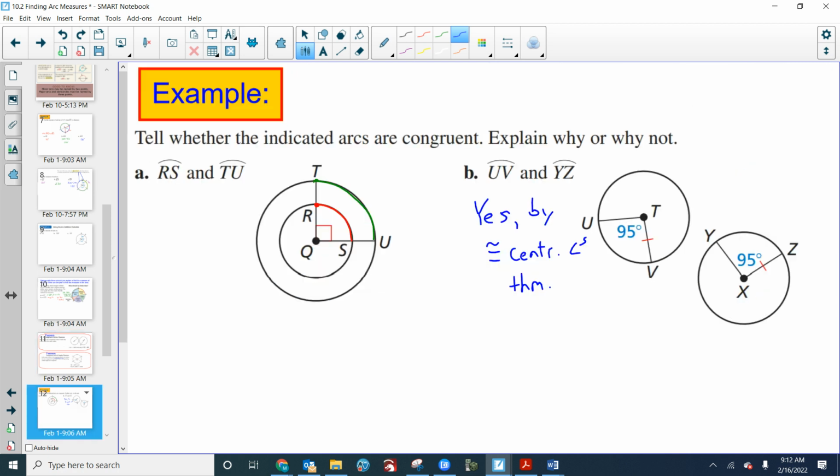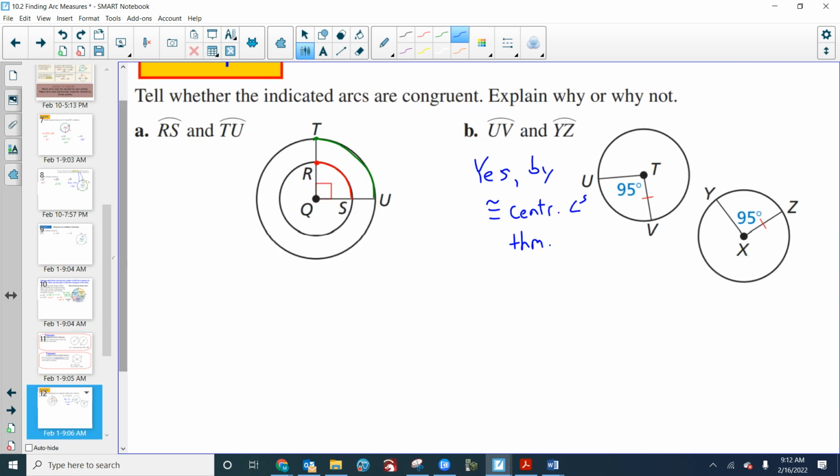Now, another part that I want to make sure was clear, and this was my pond example, okay? If this is 95 degrees, what's this arc? 95 degrees. But is that the length of the arc? Because when we say congruent, we're talking about the length of the arc. That's not the length of the arc. That's the measure of the degrees of the arc. Do you agree? Okay.